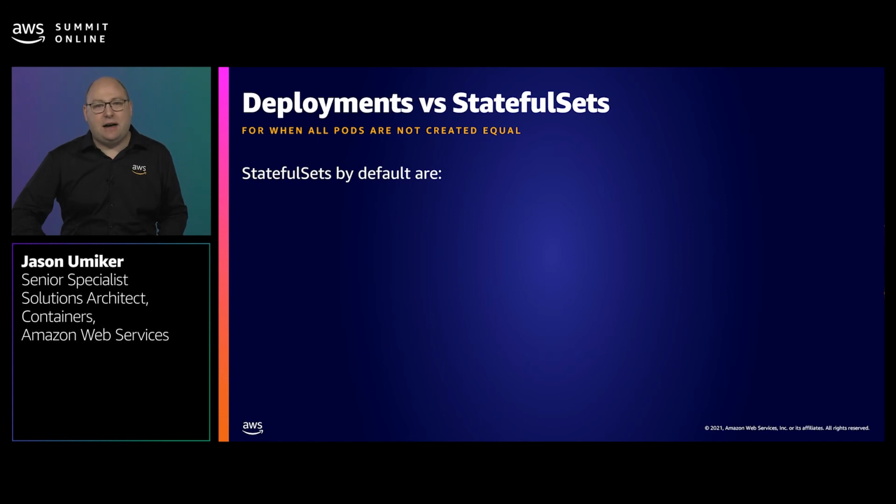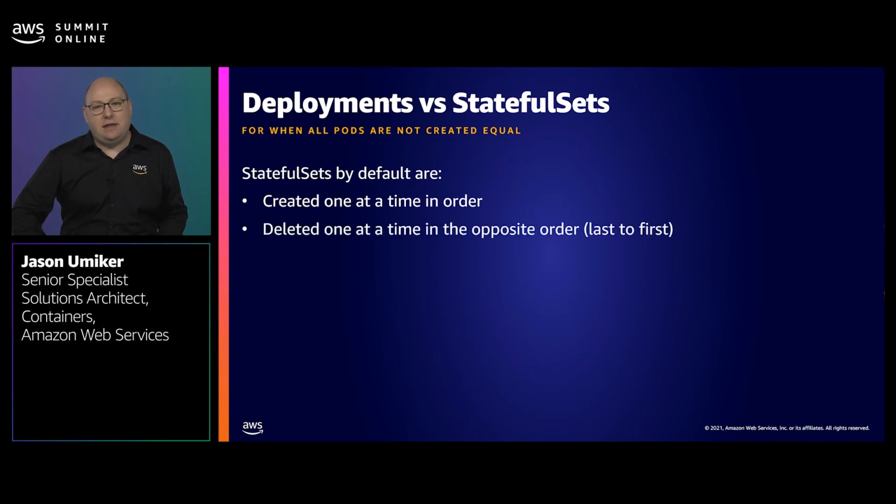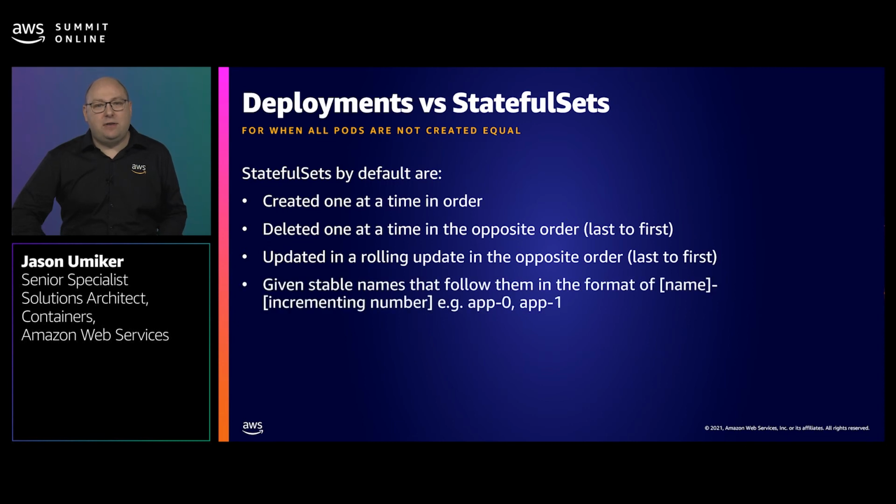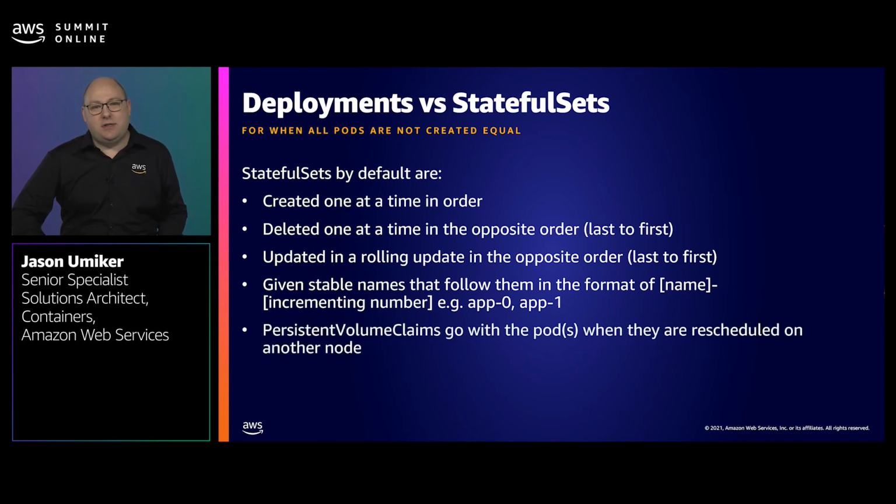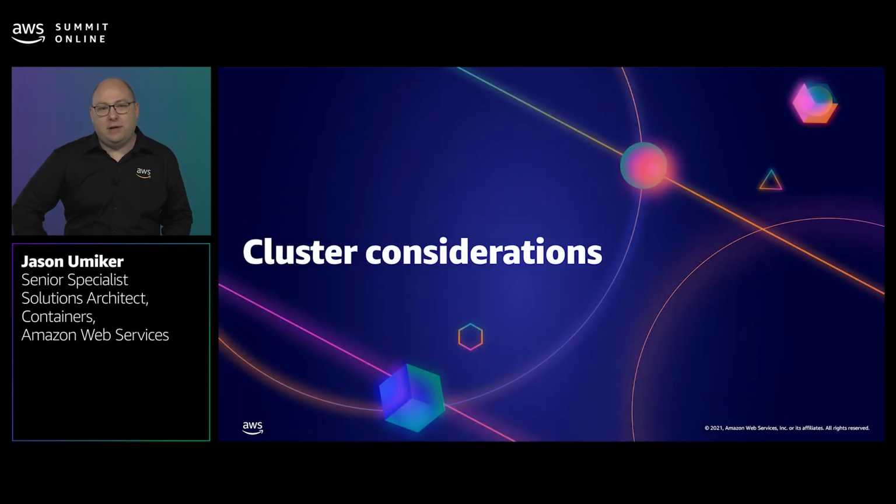Stateful sets by default are created one at a time in order, deleted one at a time in the opposite order, last to first, updated in a rolling update in the opposite order, last to first, given stable names that follow them in the format of name-incrementing number, e.g. app0, app1, and keep the persistent volume claims when the pods are rescheduled on another node. And that's it for application considerations. That wasn't an exhaustive list, and I'm sure that there are others, but those are the common ones that I find come up with my customers.